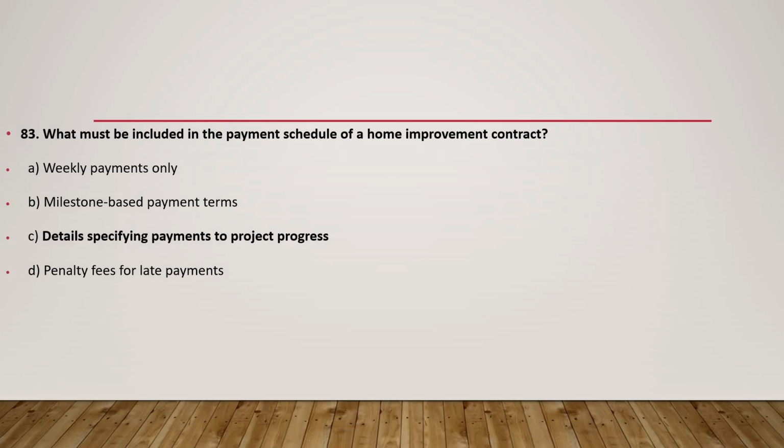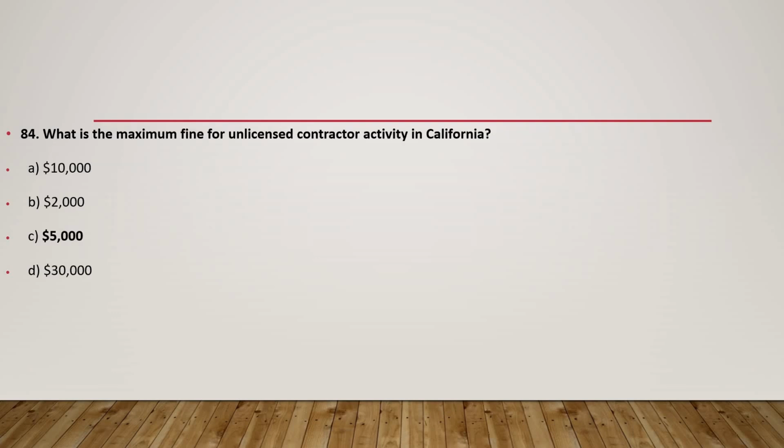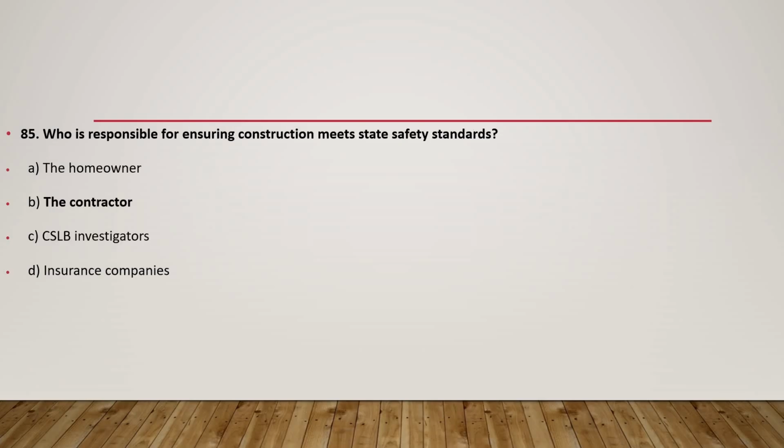83. What must be included in the payment schedule of a home improvement contract? C. Details specifying payments to project progress. 84. What is the maximum fine for unlicensed contractor activity in California? C. $5,000. 85. Who is responsible for ensuring construction meets state safety standards?